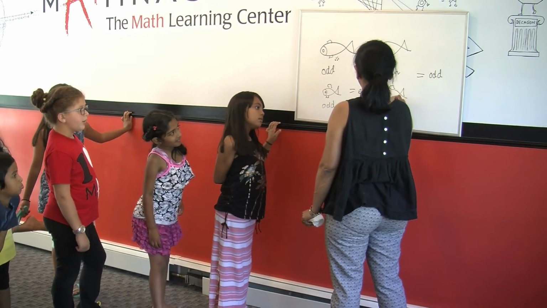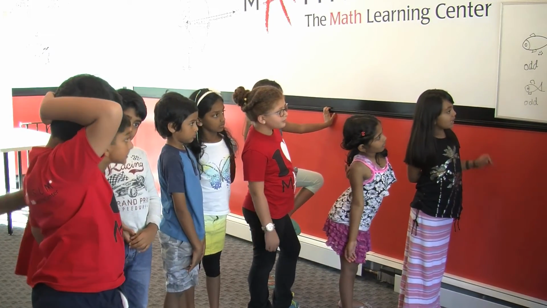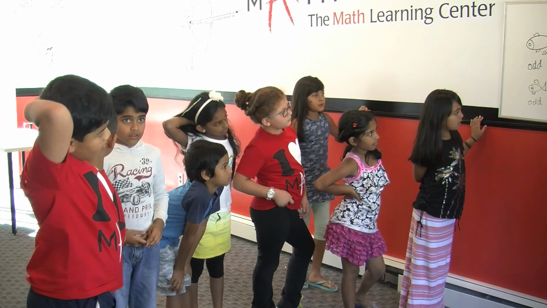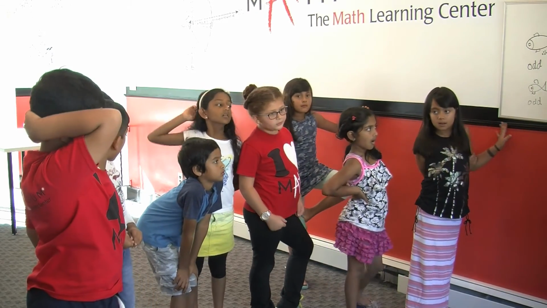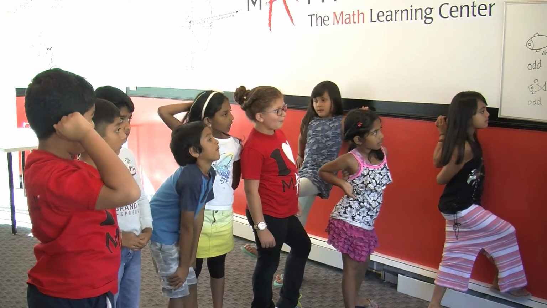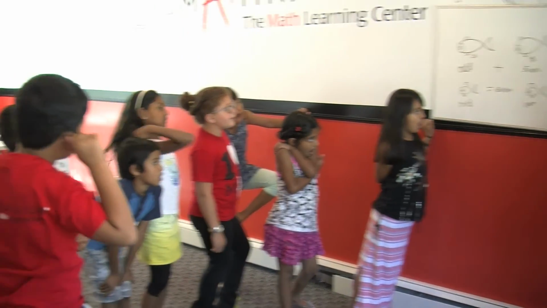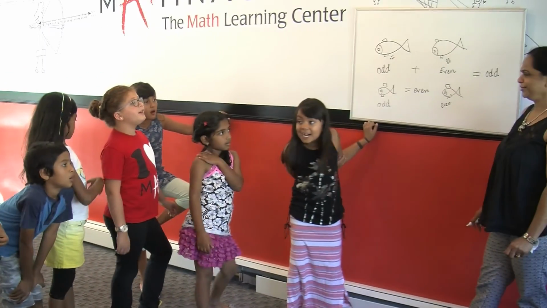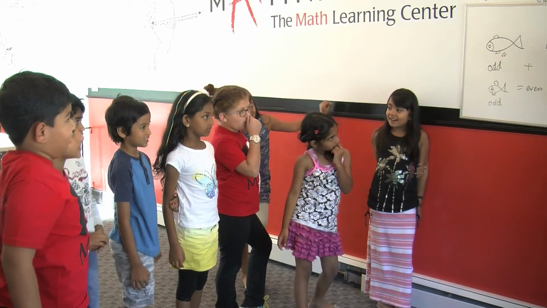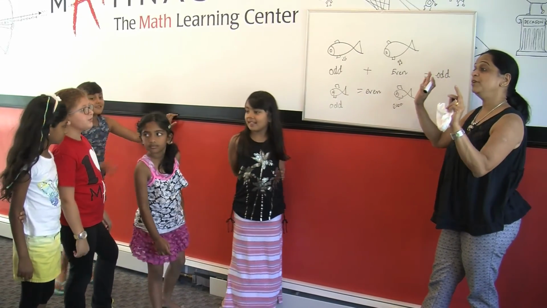Now another mama fish. What happened here? You tell me. Did she lay an odd number of eggs or an even number of eggs? Even. Now even plus even. They were even and again an even number of eggs. So even plus even is? Even plus even is even.